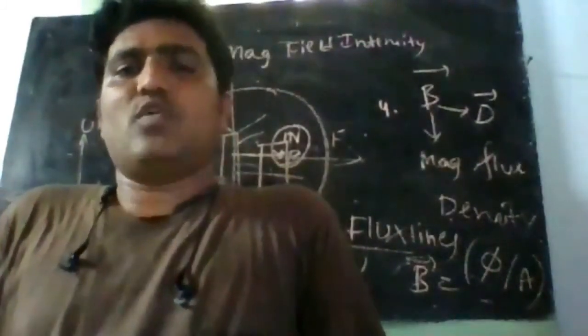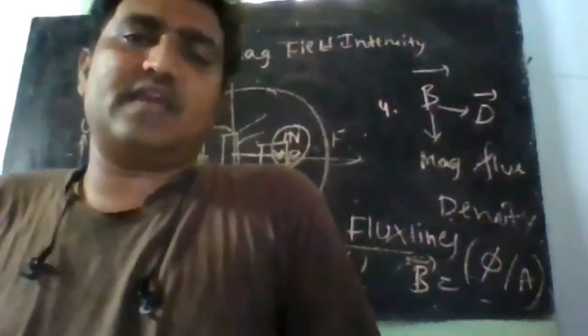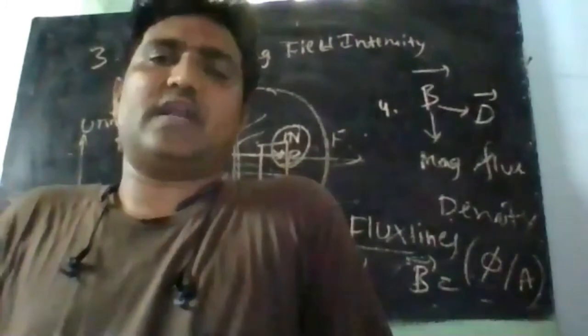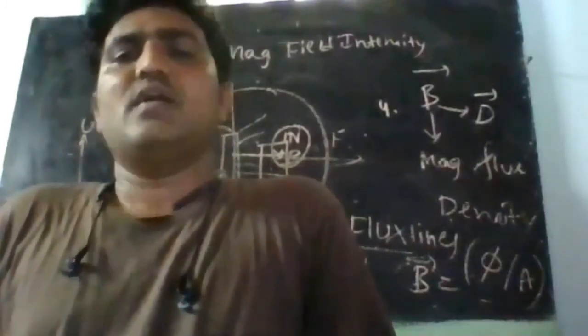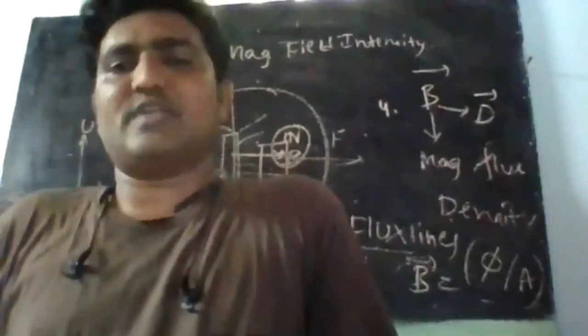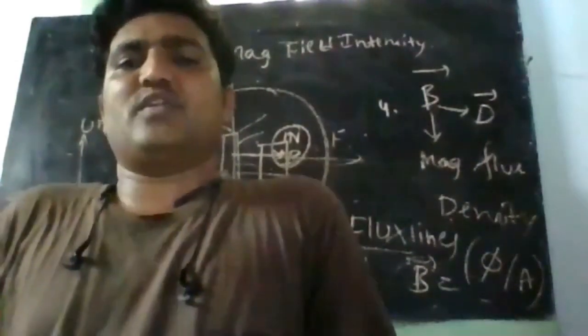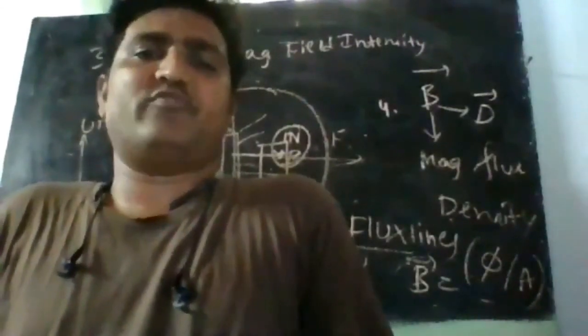I hope this is clear. So this is the basics about the second unit, magnetostatics. In the next class, we will see how we can calculate H bar using Biot-Savart's law. We'll study what Biot-Savart's law is and how we can find H bar for different types of configurations.